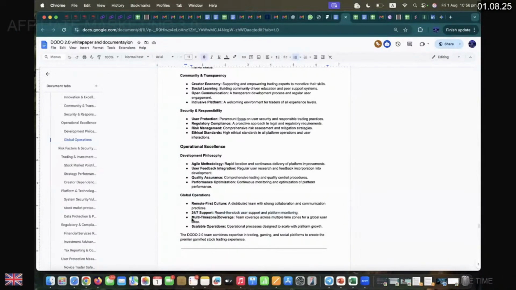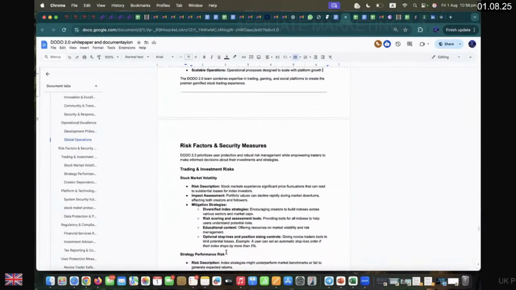So, with the stock markets, there will be multi time zone coverage, and it will be informed to you guys how stock markets operate, and on the basis of time zones, you have to act and react. You have to be careful about the time zones, in which jurisdiction you are operating and where stock markets are opening and closing. Scalable operations. Operational processes designed to scale with platform growth.